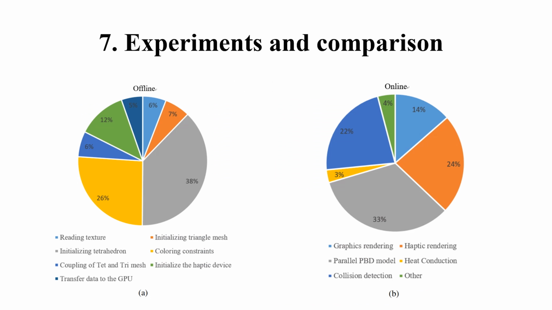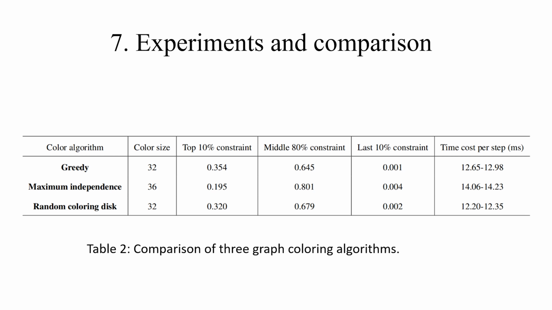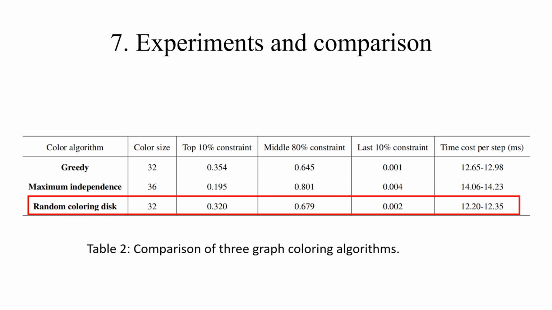This is the percentage of computational cost for each task during offline and online phases. The most time-consuming task in offline phase is the tetrahedron initialization, which takes about 2,886 milliseconds. The most time-consuming task in online phase is the parallel PBD deformation, which takes about 16.5 milliseconds. We also compare our graph coloring method with other approaches and in different models. We can see that random coloring disk algorithm is the most efficient method.